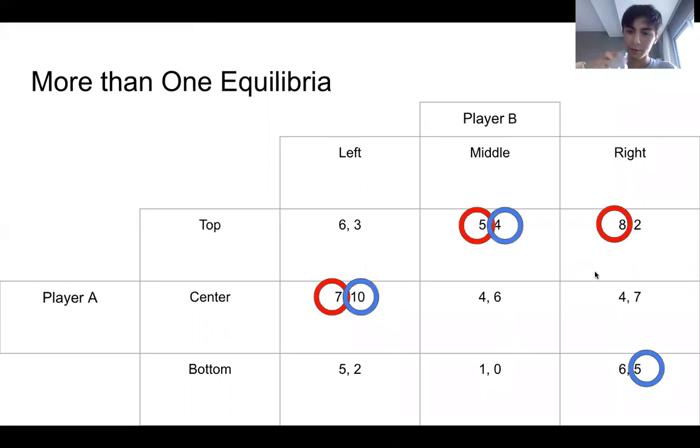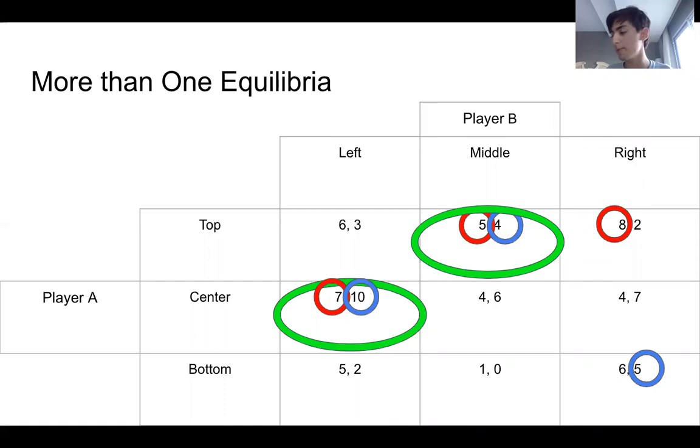So let's go over it. If player B chooses left, player A will go center. If player B chooses middle, player A will go top. And if player B goes right, player A will go bottom. And then for B, if player A chooses top, player B will go middle. If player A chooses center, player B will go left. And if player A chooses bottom, player B will choose right. So as you can see, we found two Nash equilibria. How players decide which Nash equilibrium to pick, in this case, it's pretty clear. You have to go with the 7-10, right?